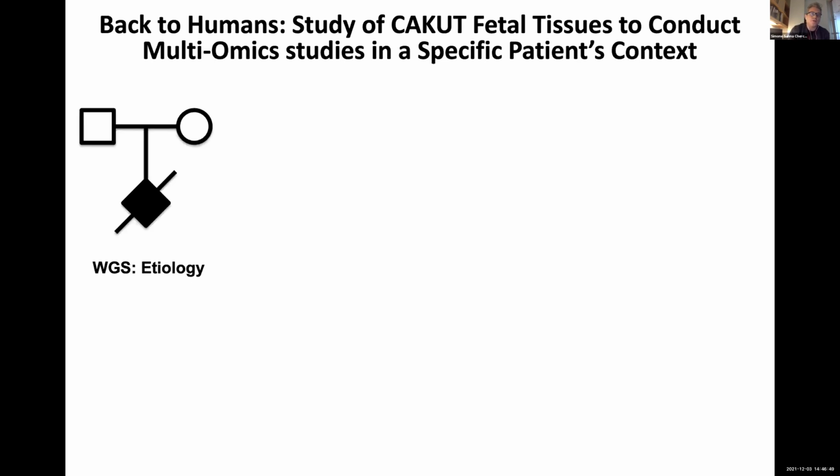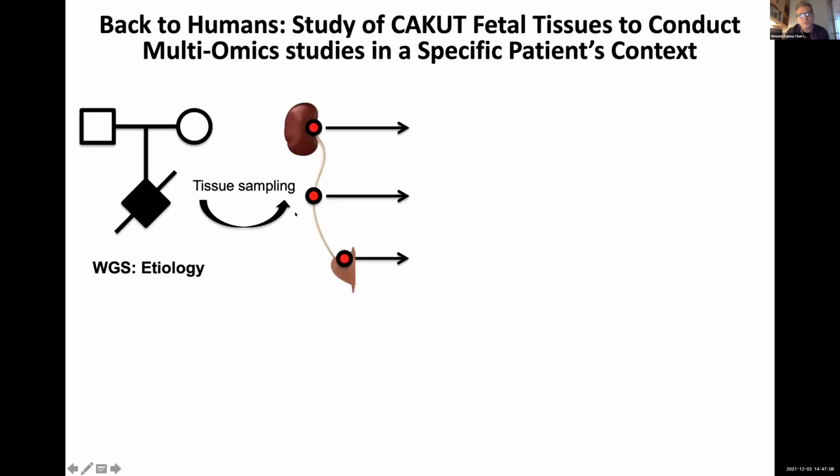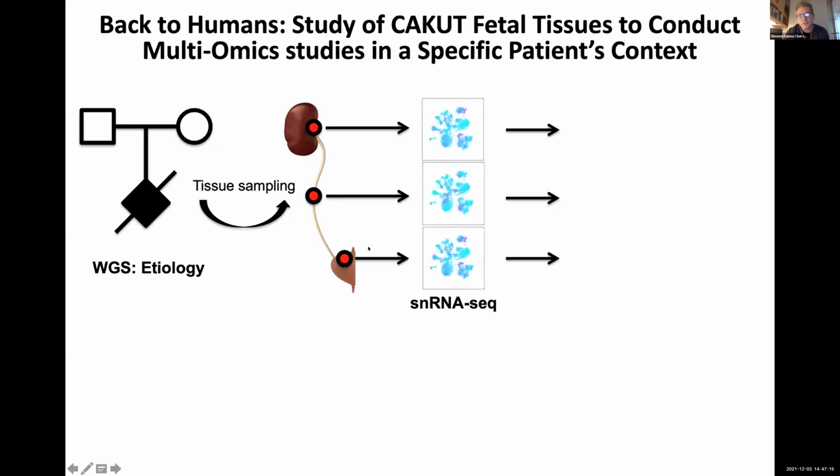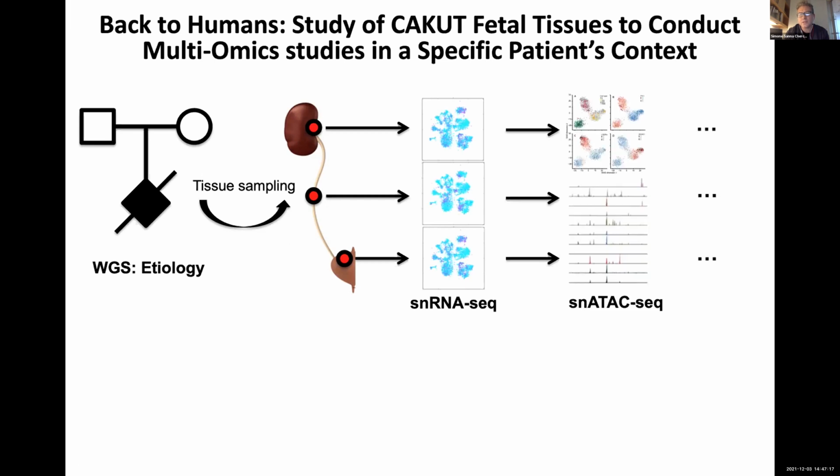Our goal, and what we are doing, is trio-based genetic studies in which unaffected parents have an unfortunate termination of pregnancy because of very severe CAKUT disease. We sample tissue from these fetuses. We sample multiple parts of the kidney and the urinary tract to conduct single cell and single nuclear RNA sequencing, as well as ATAC-seq and multi-omic studies.